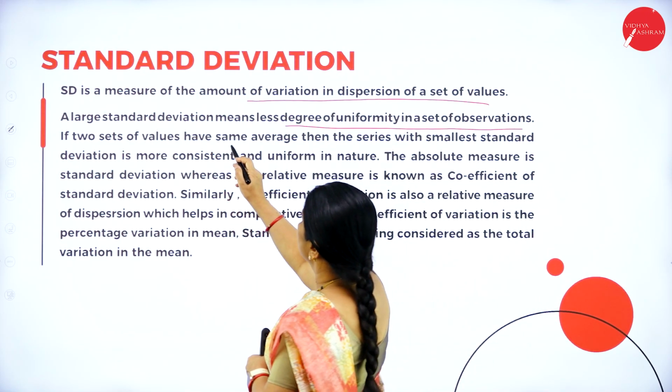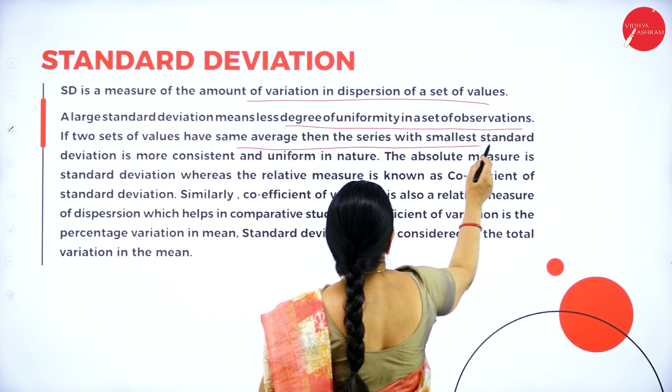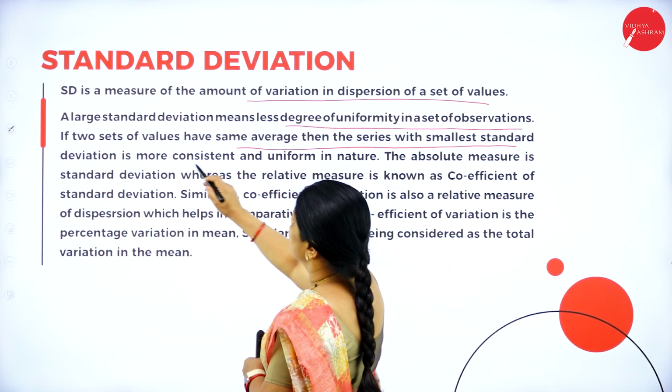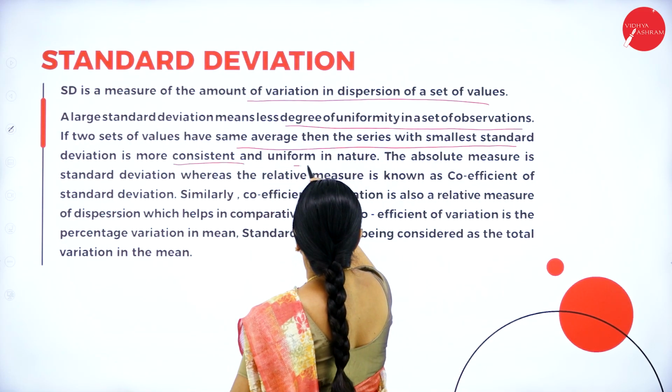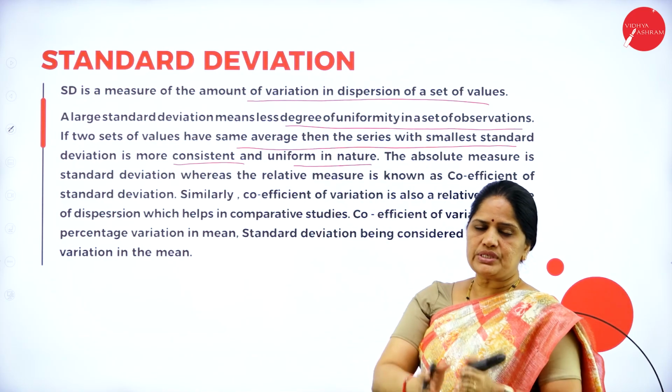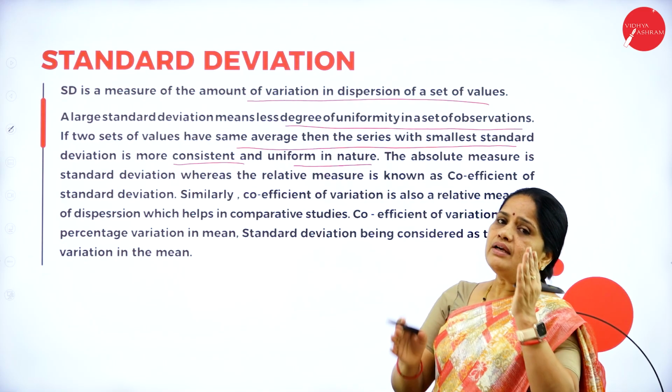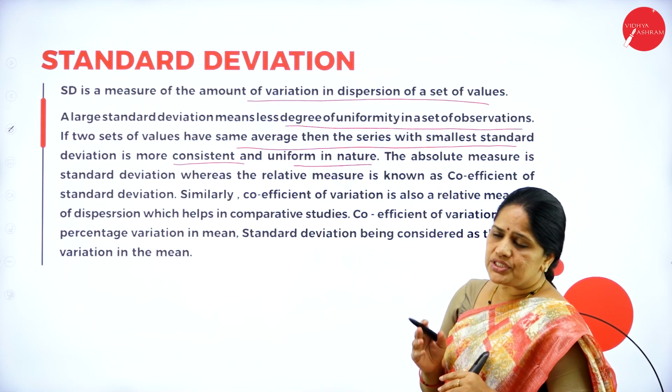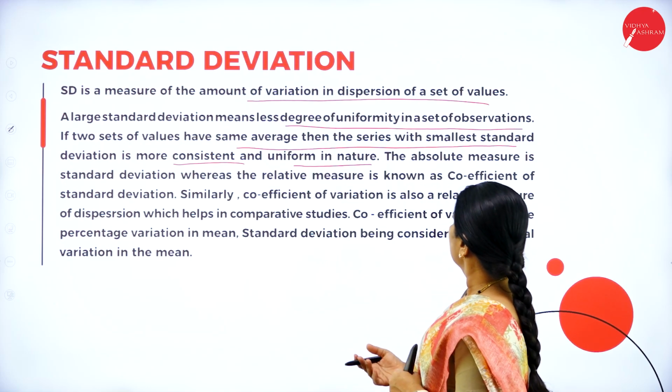If two sets of values have the same average, then the series with the smallest standard deviation is more consistent and uniform in nature. So if you have to compare two series of values, the series with the smallest deviation will be more consistent and uniform.